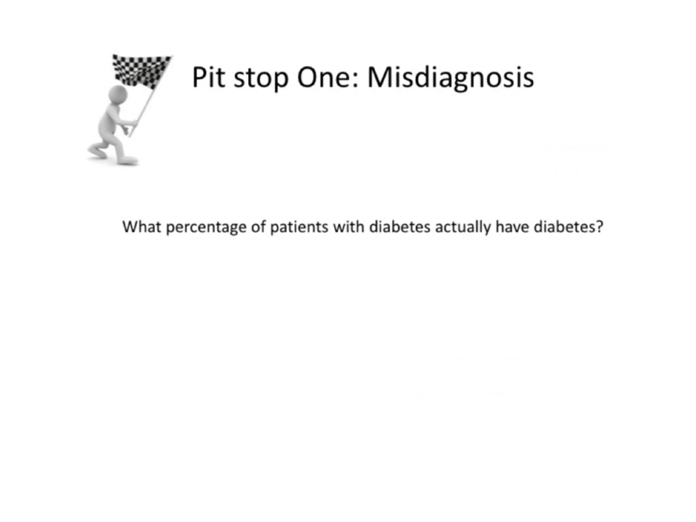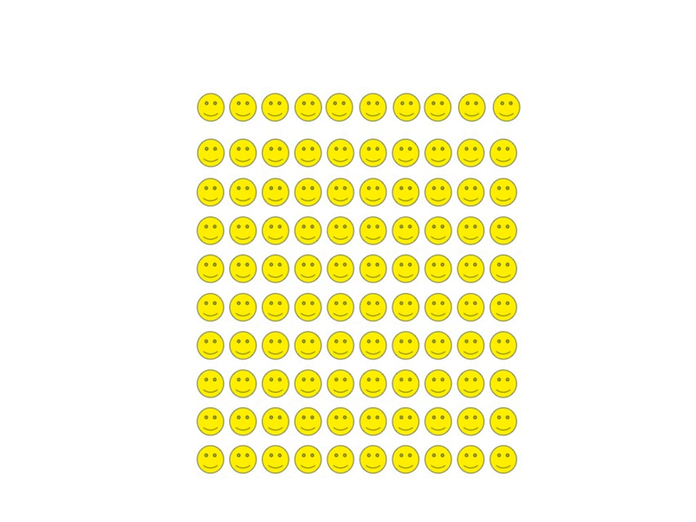Pit stop 1, misdiagnosis. What percentage of patients with diabetes actually have diabetes? A recent study commissioned by the RCGP and Diabetes UK looked at the number of patients on a general practice diabetic register who were misdiagnosed, who didn't actually have diabetes. This amounted to 2.2% of the patients on the register.